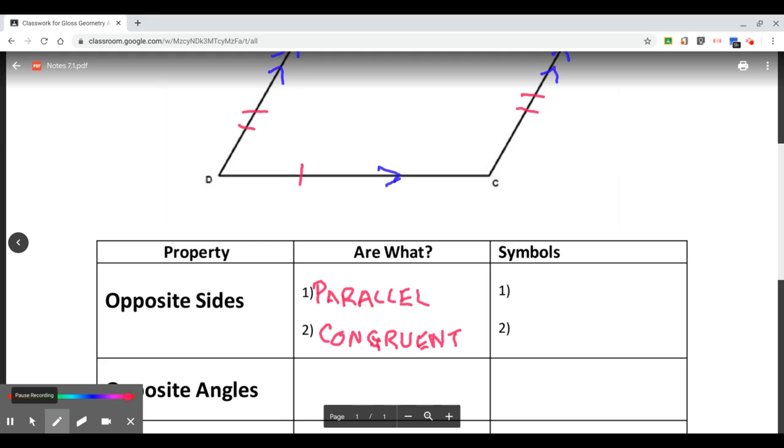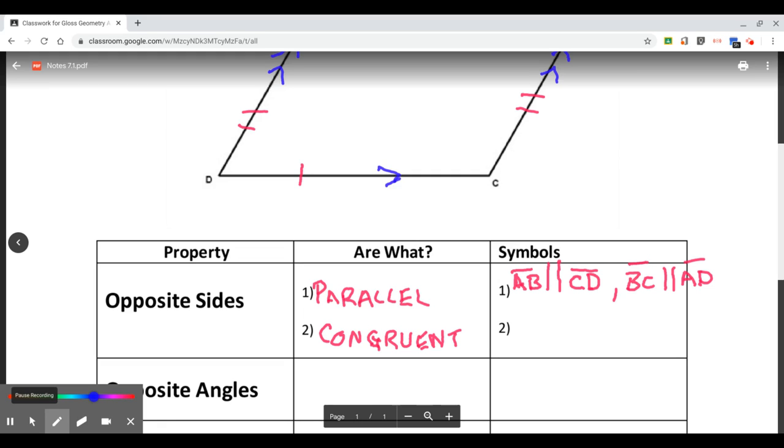So how do we show this in notation? Well, to show that AB is parallel to CD, we write it just like this. AB is parallel to CD, as well as BC is going to be parallel to AD, just like that. And notice that we drew the two long lines to show parallel, and we also put a line over the AB to show that that's a side.